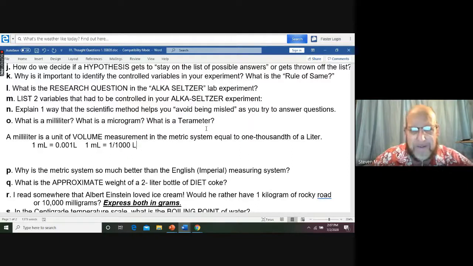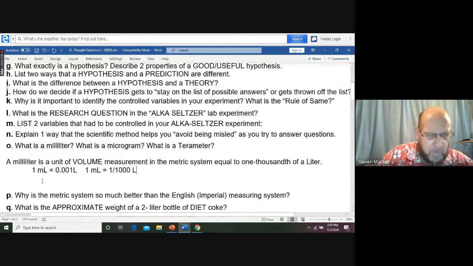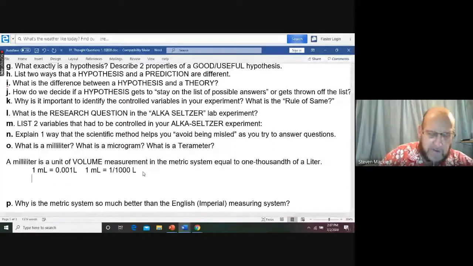Okay, now here's the crazy thing. This question, question O, I want you to remember this, and you're writing this down in your notes, I know. Look, there are 3 basic units times 12 prefixes equals 36 possible questions.